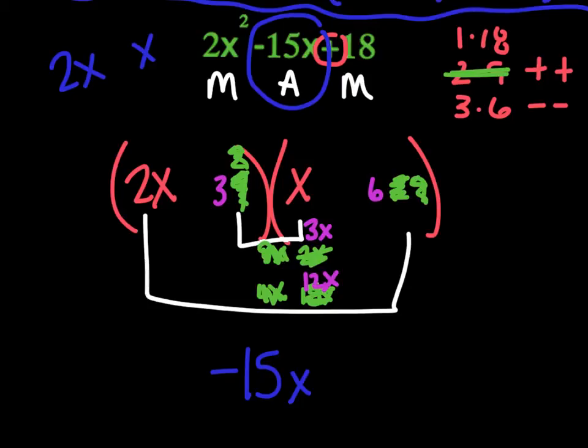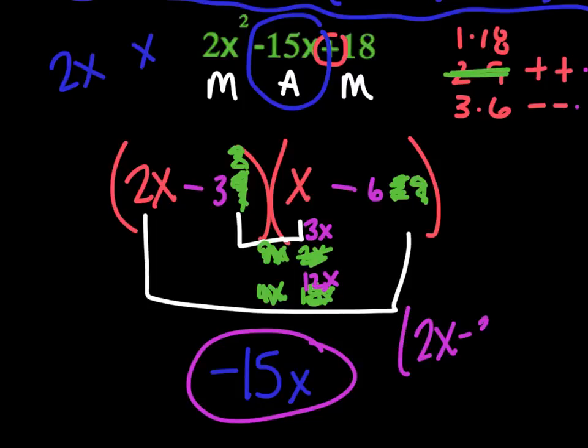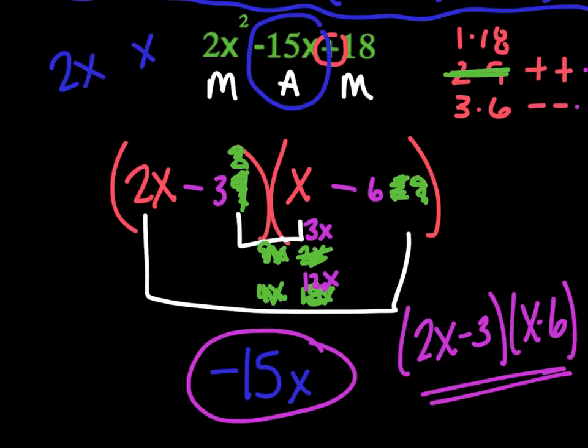Now let's just watch our signs. They need to be the same, so either both need to be positive or both need to be negative. If I want to add to a negative 15, they are both going to be negative. So I would say I get 2x minus 3 and x minus 6. And again, a quick check of FOILing or the distributive method should check and say I get the original.